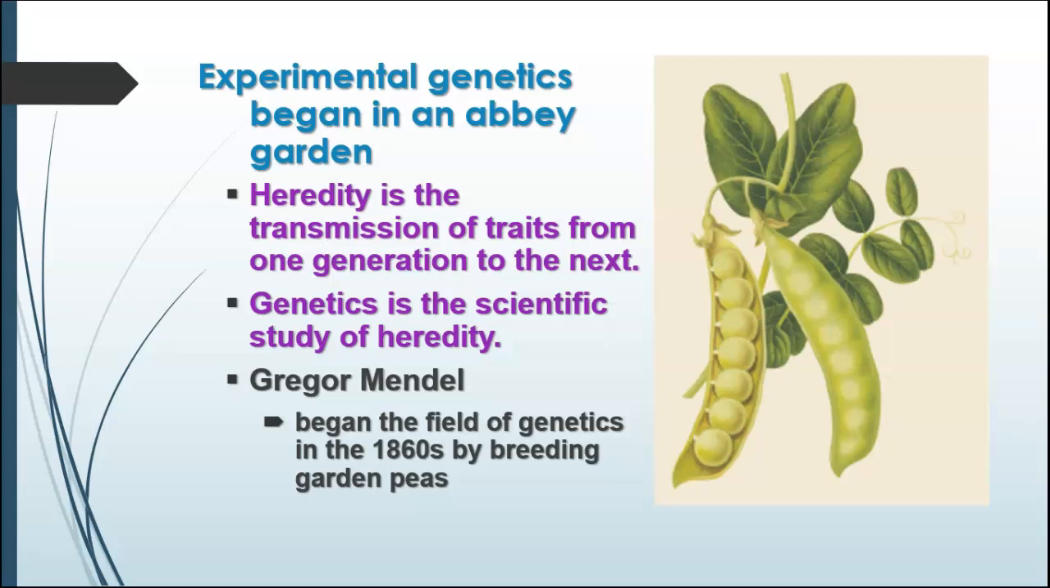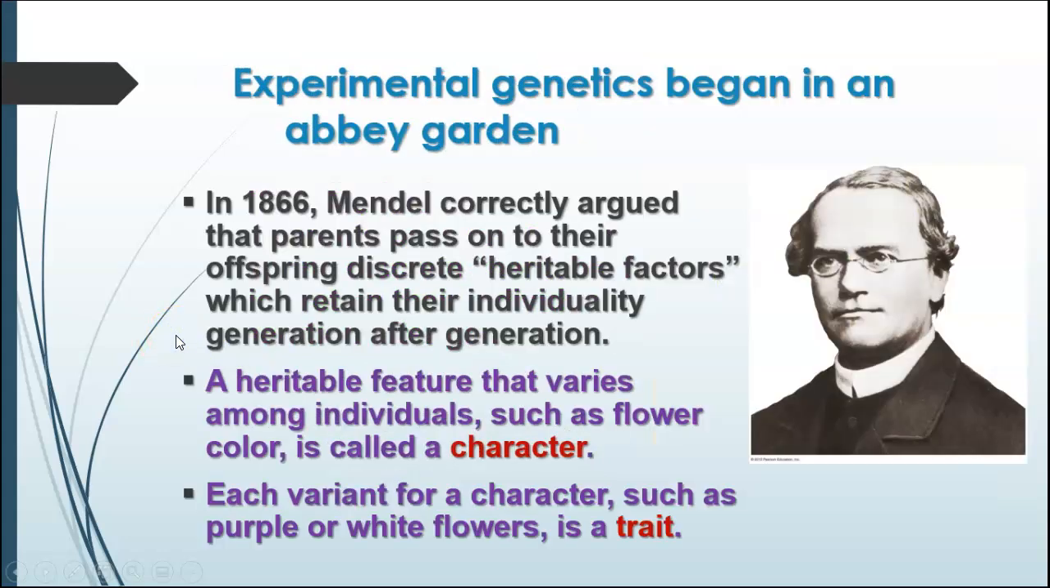As we already know, heredity is the transmission of traits from one generation to the next. The scientific study of heredity we call genetics. Gregor Mendel is the one that started this whole thing. He didn't really call it genetics at the time, but he began in the 1860s, breeding garden peas. He looked at traits present in the peas, and he did crosses to see how they were inherited. He wrote a paper that was not widely distributed at the time. It was forgotten for a while and was rediscovered in the early 20th century.